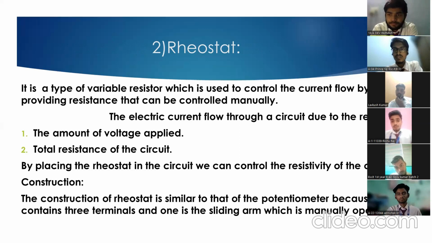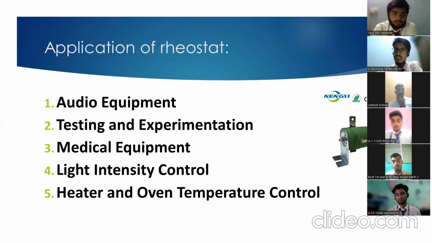So, let's move on to the construction part. The construction of the rheostat is similar to the potentiometer that was discussed in our previous slide. The rheostat also contains three terminals, of which two are fixed and one terminal is the sliding arm, which is manually operated.